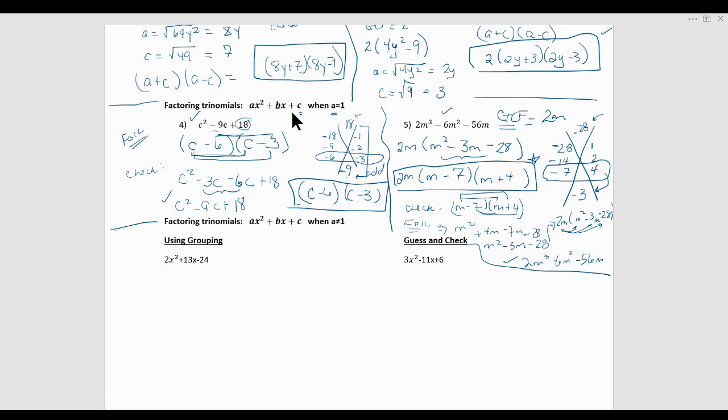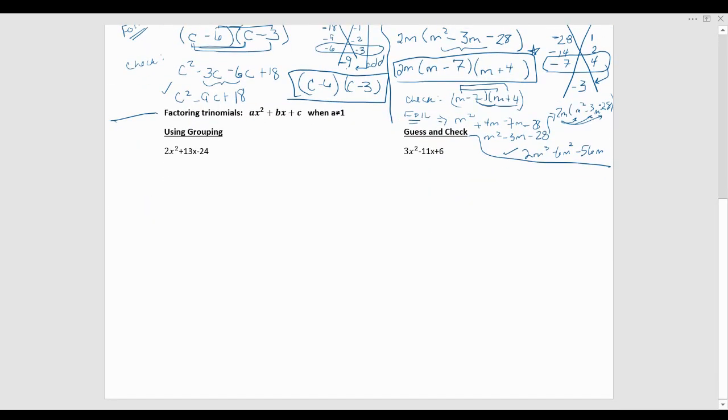Now let's have a look at factoring polynomials when our first term is not equal to 1. Okay, so let's look at this when our first term is not equal to 1. We're going to use factor by grouping in this case. So factor by grouping, if you recall, we take our C term and our A term and multiply those together. So we're going to get A times C equals minus 48.